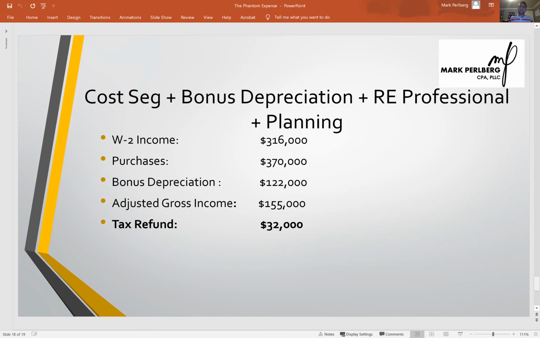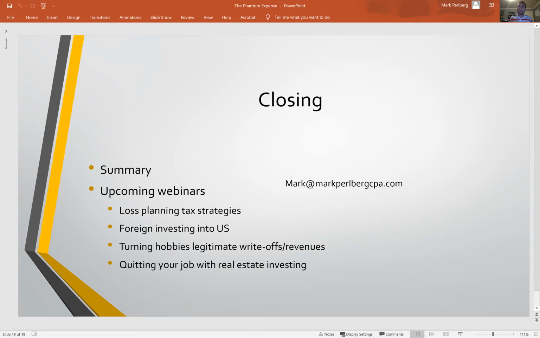Now that $32,000 is wonderful because we can take that money and reinvest it into another deal. So here's where we can use these tax benefits to free up the capital, reduce our taxes, and leverage that into more and more real estate. And when we buy more real estate, we repeat the process and run more cost segregation studies and recognize the bonus depreciation.